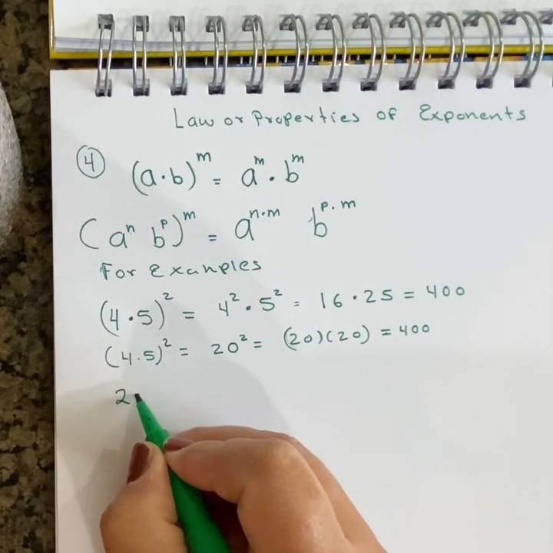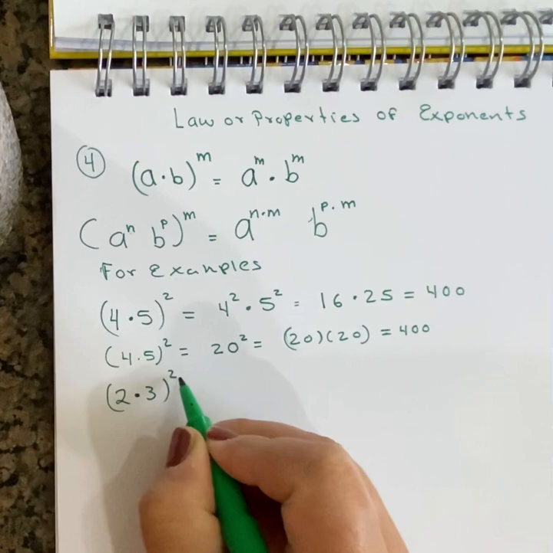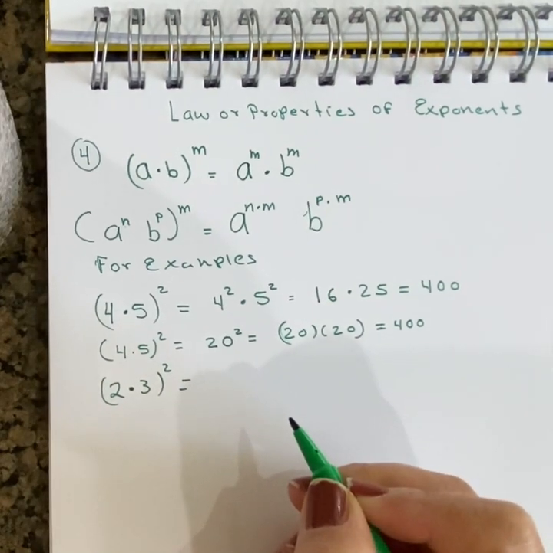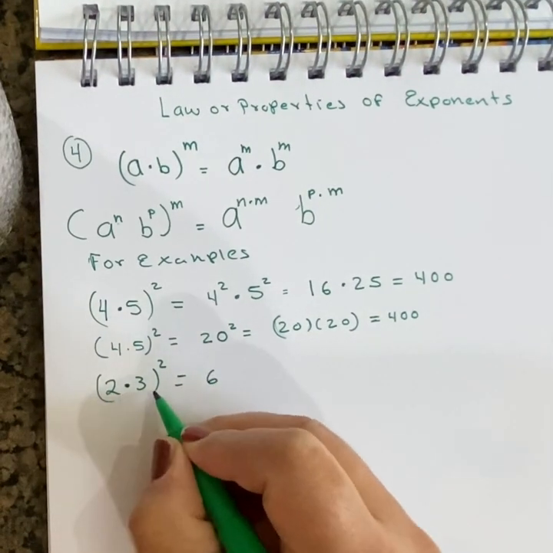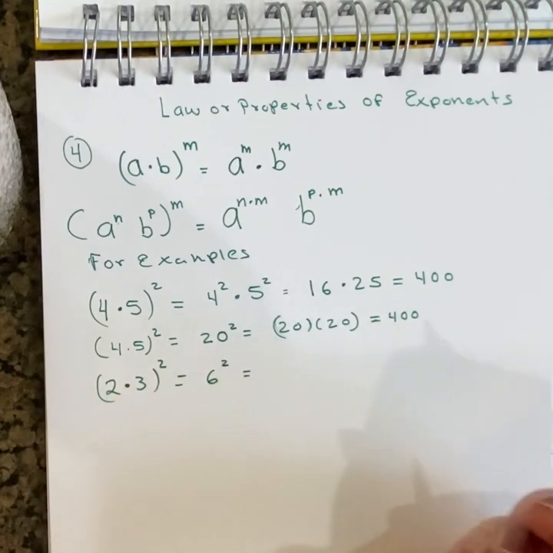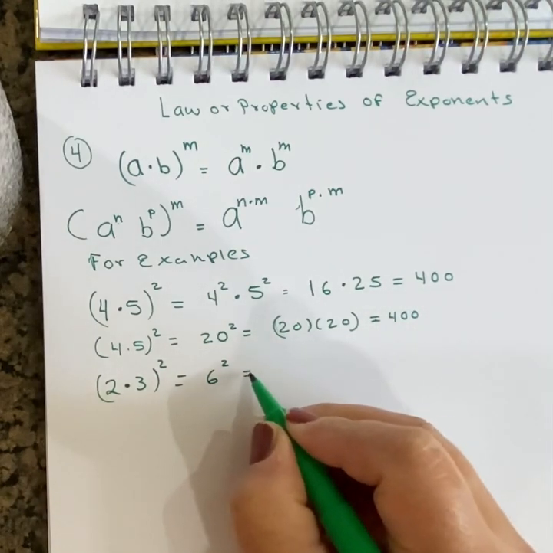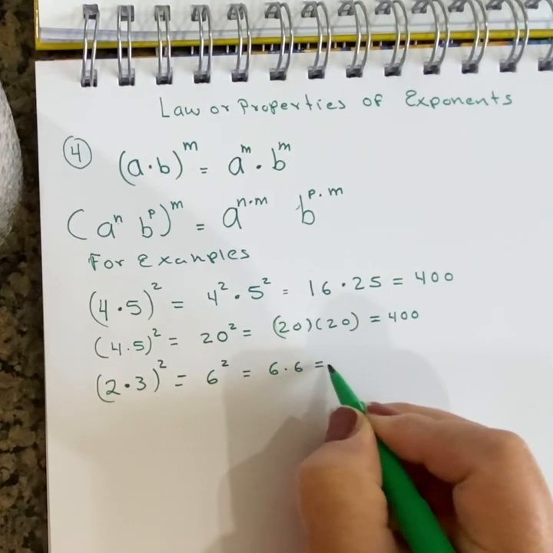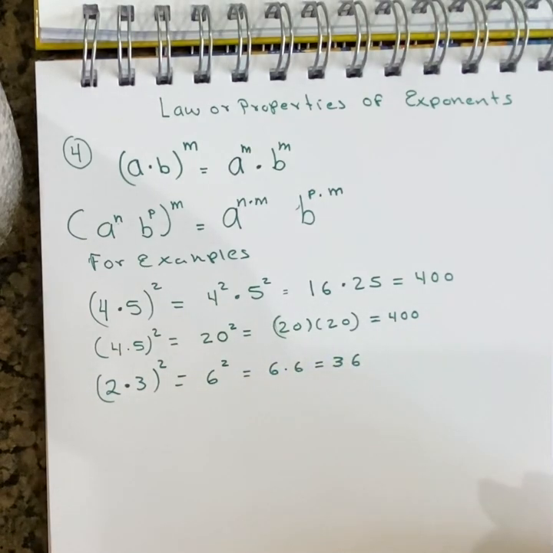Now, if you were to have 2 times 3 to the second power, this is the same thing as having 6, since 3 times 2 will be 6, to the second power. Now, 6 times 6 will be equal to 36.